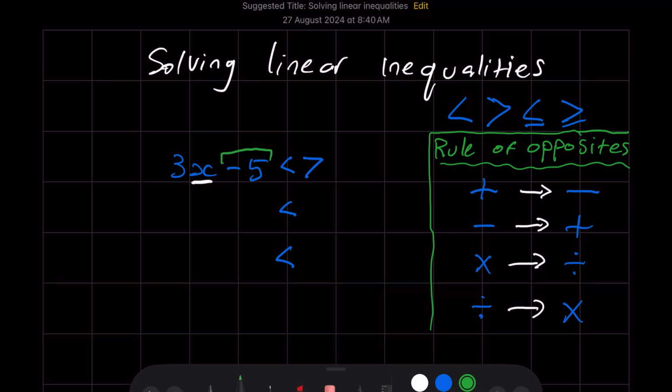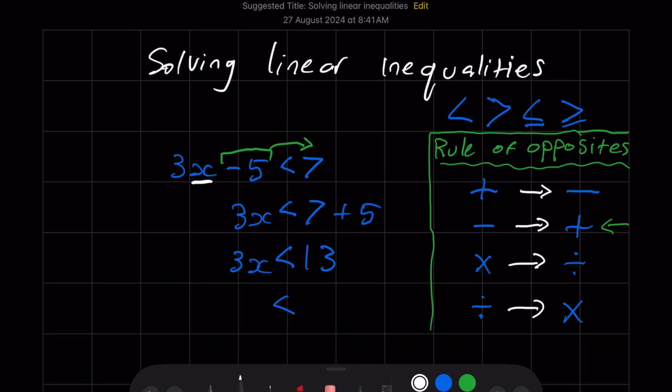We have a 5 here, we want to move that over. Is it a positive or a negative? As you can see, it is a negative. So when we move it over, it will become a positive. So we will write 3x, because we've moved the 5, and we'll write 7 plus 5. 3x is less than 13, because 7 plus 5 equals 13.